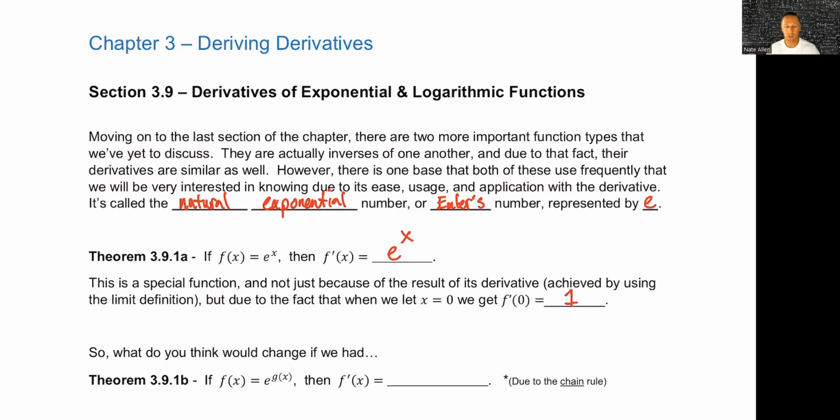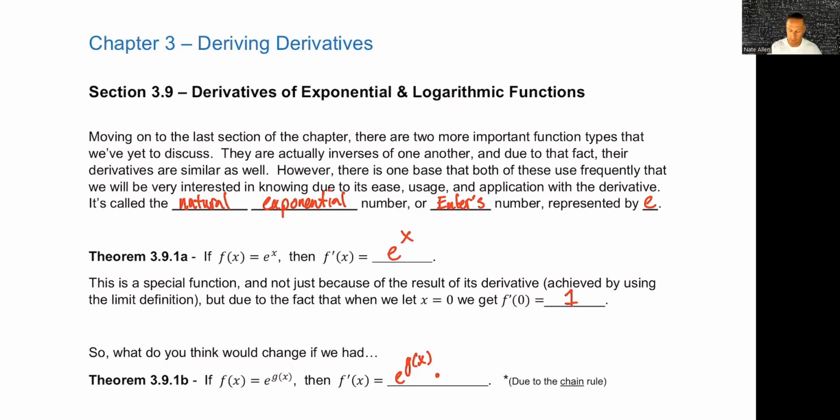Now, remember, we also talked about if it wasn't just an x up in the exponent, what if we also had another function? Well, we know the derivative of e to the x is e to the x. So what would you think the derivative of e to the g of x would be? You're right, it is also itself.